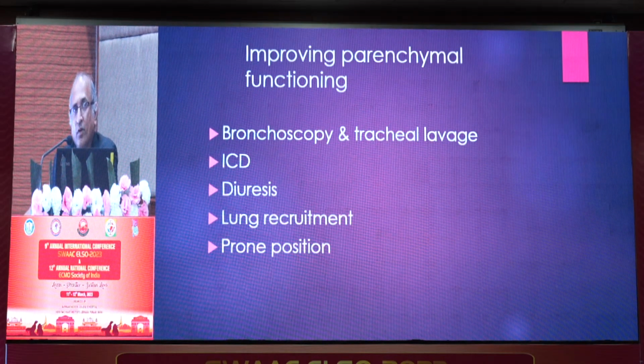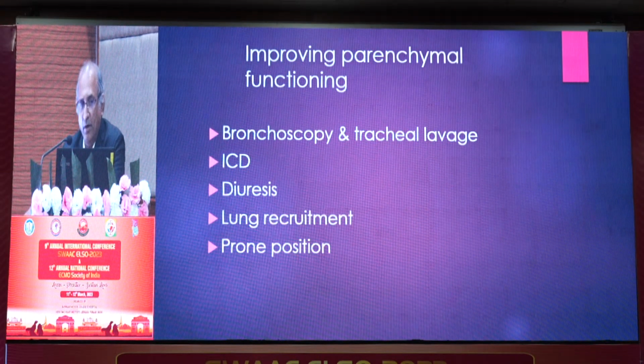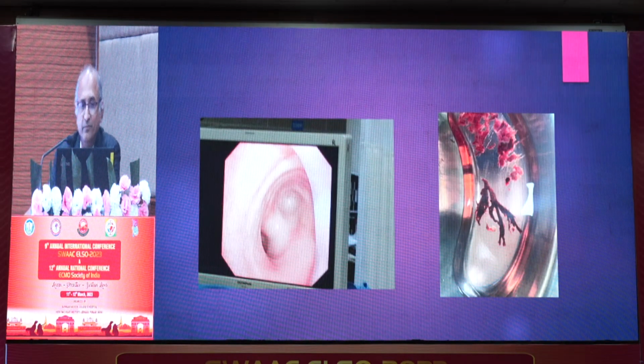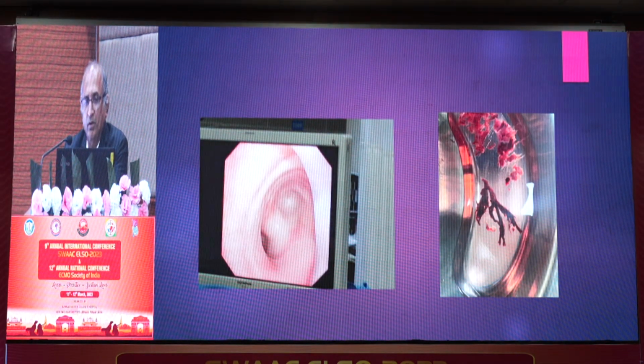The earlier the lung improves, the better the outcome, because you can come off ECMO faster. So it depends. If the lungs are not totally flooded, you might have to think of doing bronchoscopy and tracheal lavage. If there's a pneumothorax, you have to put in an intercostal drain. If the patient is volume overloaded, give diuresis. Try all efforts to recruit the lungs, and prone position. You might get the lungs completely obstructed. You might have to remove the clots from the lungs.